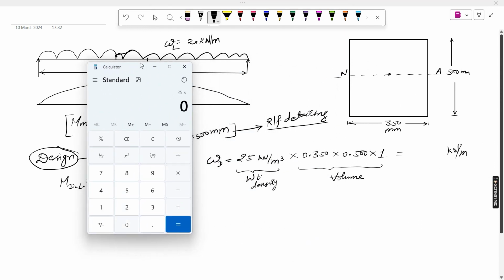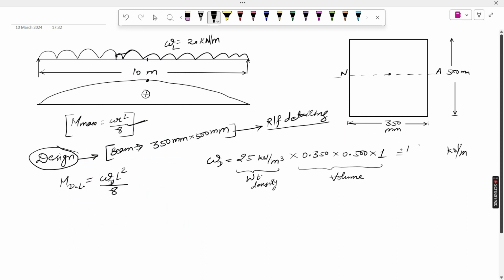25 multiplied by 0.35 multiplied by 0.5. What is the value? 4.375. This is the dead load. And what is the live load? The live load is already given to us, 20 kilonewton per meter.